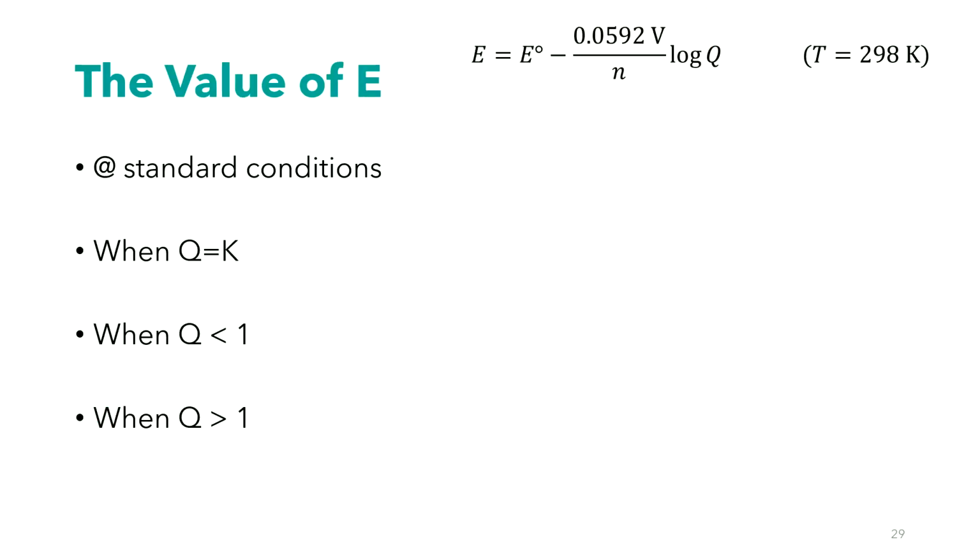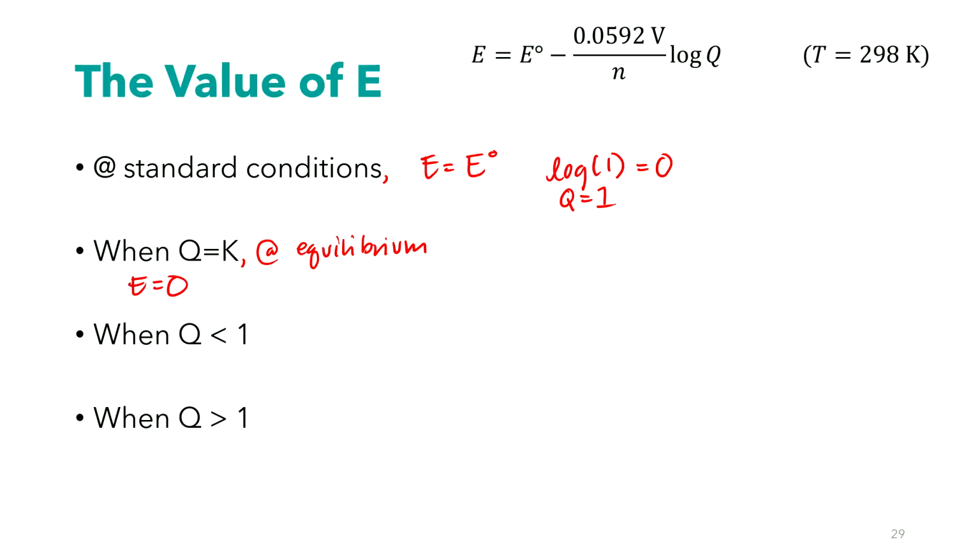Okay? All right, so I just have a summary slide here. The value of E at standard conditions, so this would be E obviously equals E naught, because our log would be of 1, which is 0, because Q is 1 at standard conditions. When Q equals K, this means we are at equilibrium. So E would be 0. Okay? We can't generate any more voltage because we are down at the bottom of the well and nothing is spontaneous anymore.